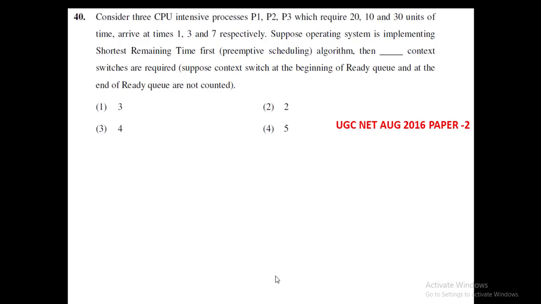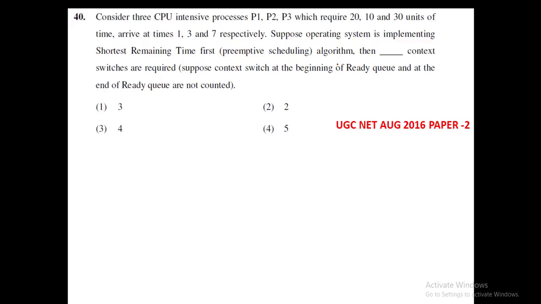Next, see one of the questions asked in UGC NET August 2016 paper 2. Consider the CPU intensive processes P1, P2, P3 which require 20, 10 and 30 units of time and arrive at 1, 3 and 7 respectively. Suppose the operating system is implementing shortest remaining time first. It is called a preemptive scheduling algorithm.